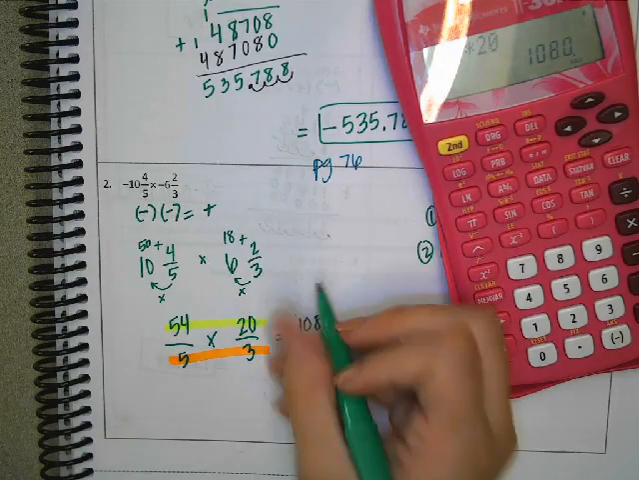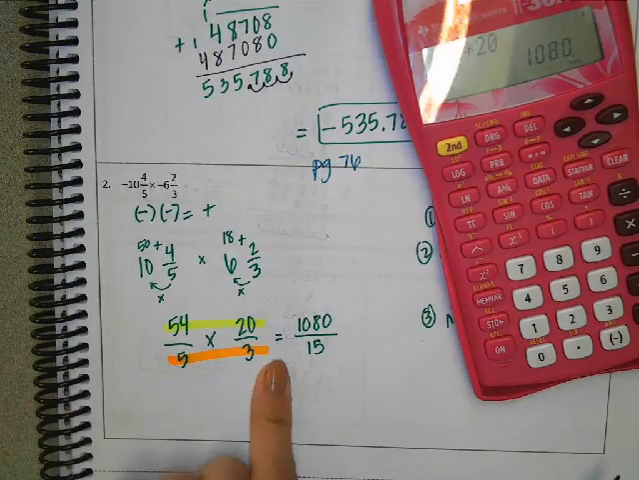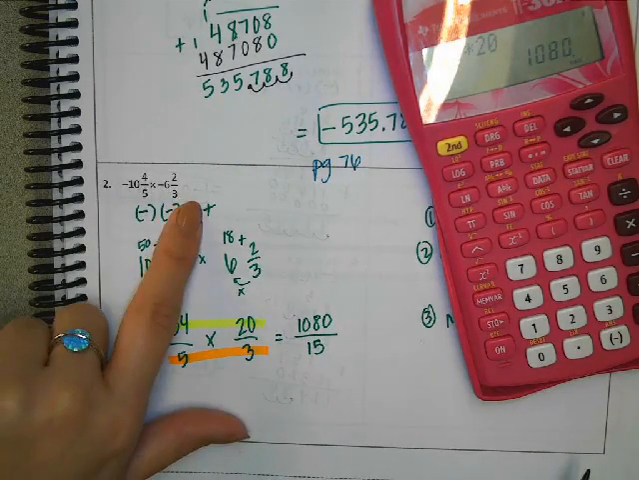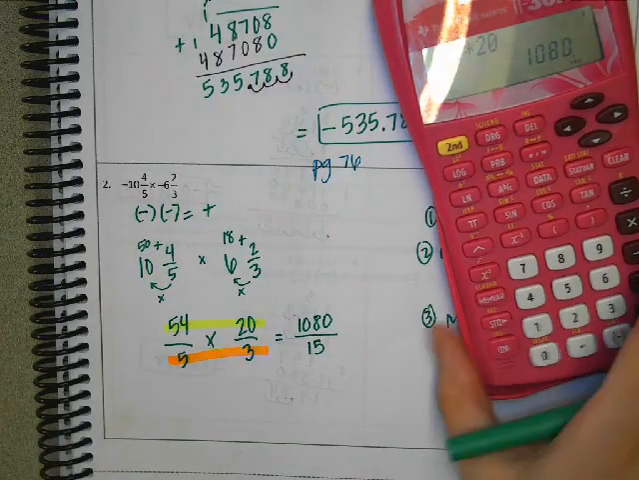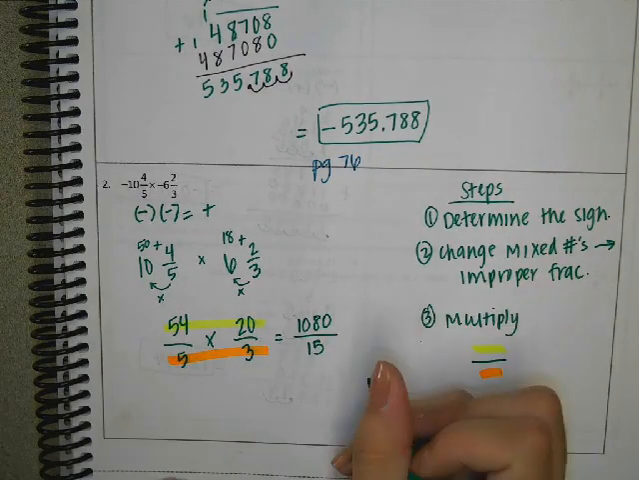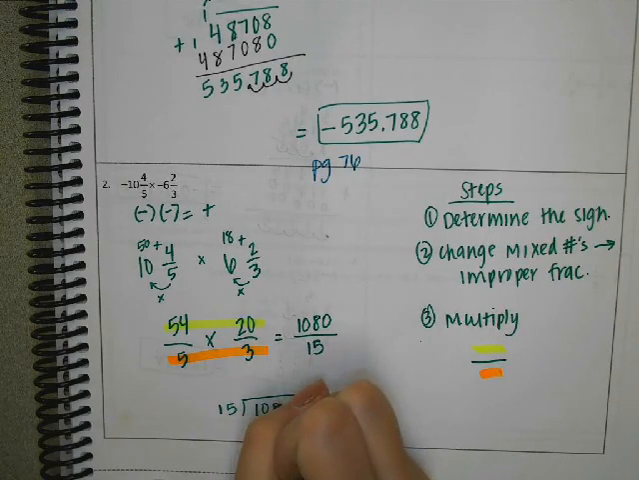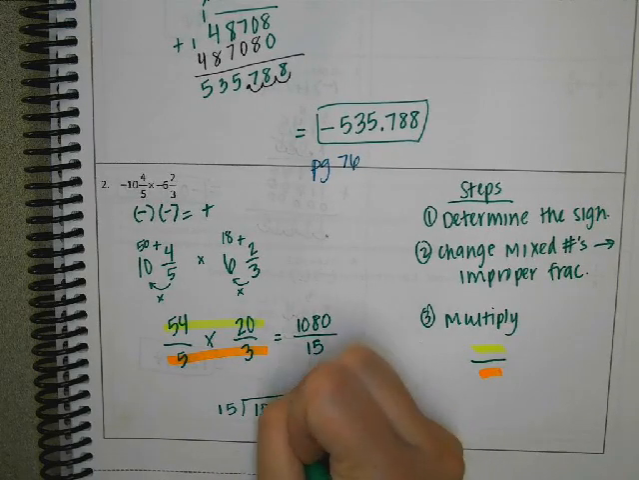Over 5 times 3 is 15. So I can leave my answer like this, totally fine. I have the correct sign. It is positive. Or I can change this into a mixed number. I can take 15 into 1080.